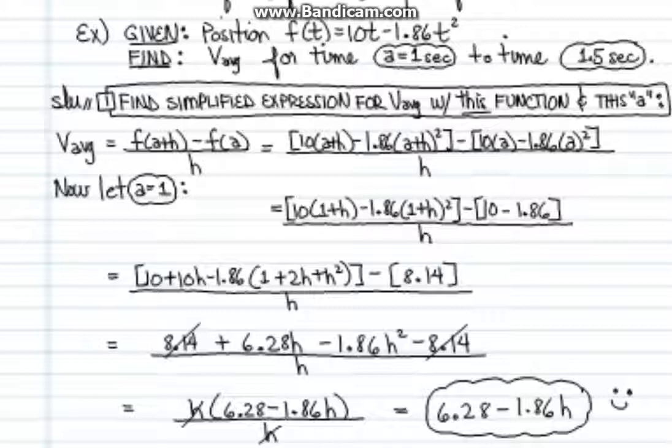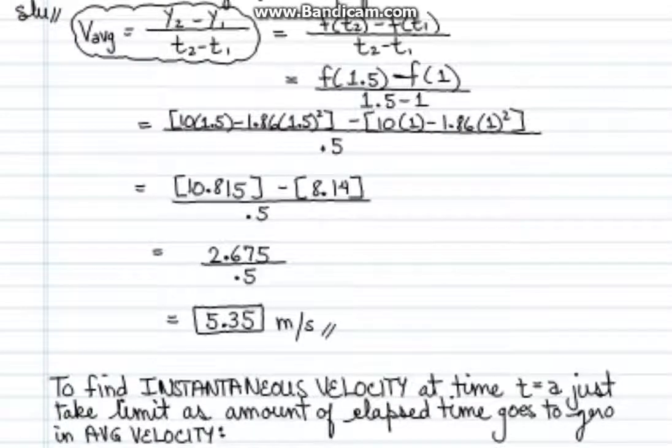We were asked to simplify the expression for the average velocity using this particular function, f of t, and this particular a value, 1. So we use the function to evaluate f of a plus h minus f of a over h, and then we plugged in a equals 1, and when we completely simplified, our final expression for the average velocity was 6.28 minus 1.86 h.